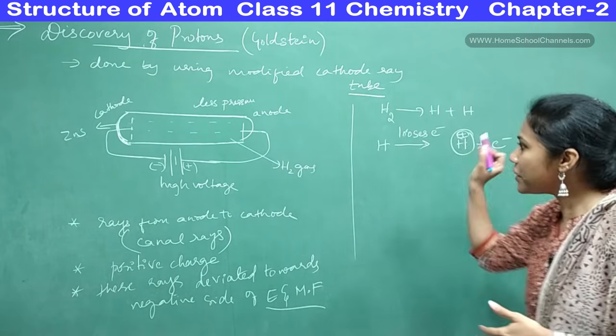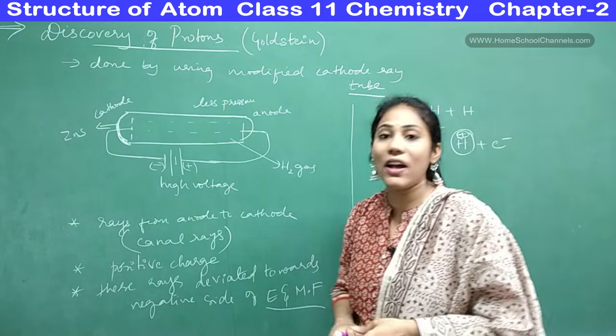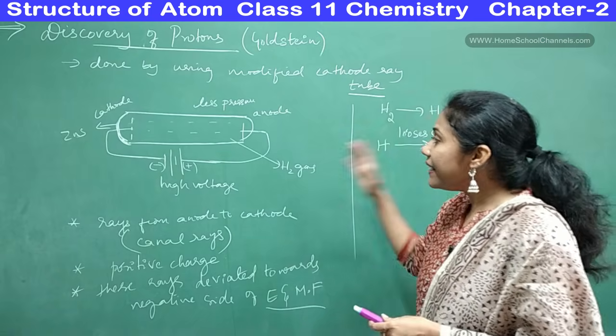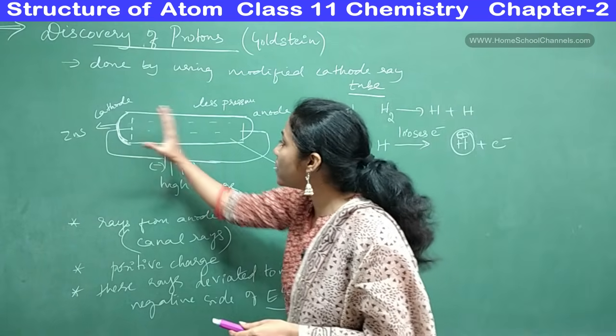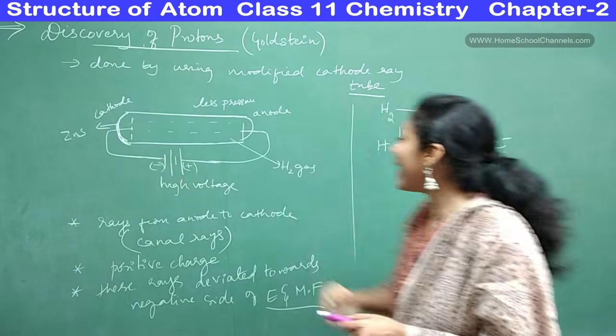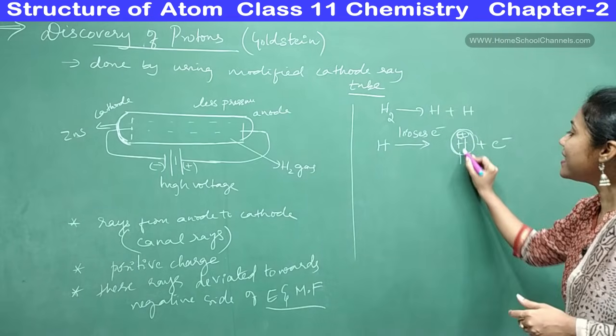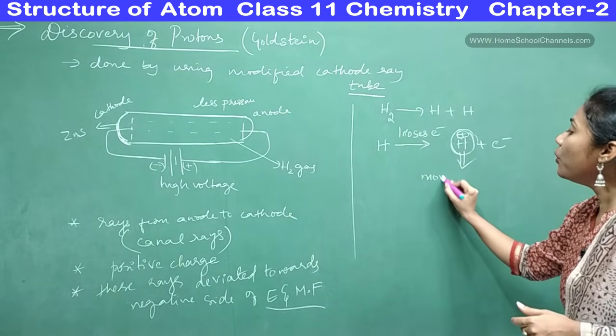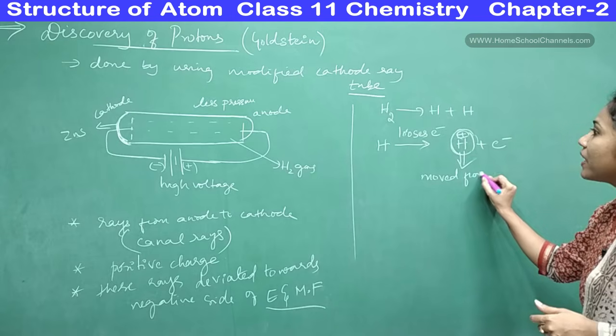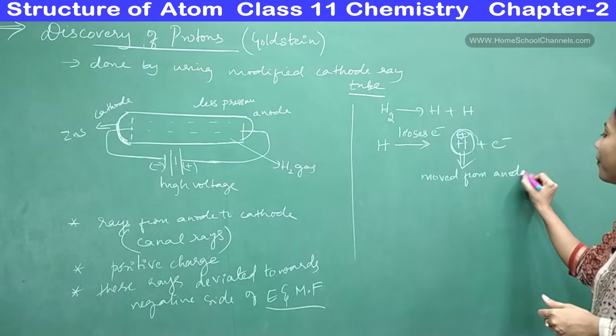It is this H plus ion which was called canal rays. It is this H plus ion that was moving from anode to cathode.